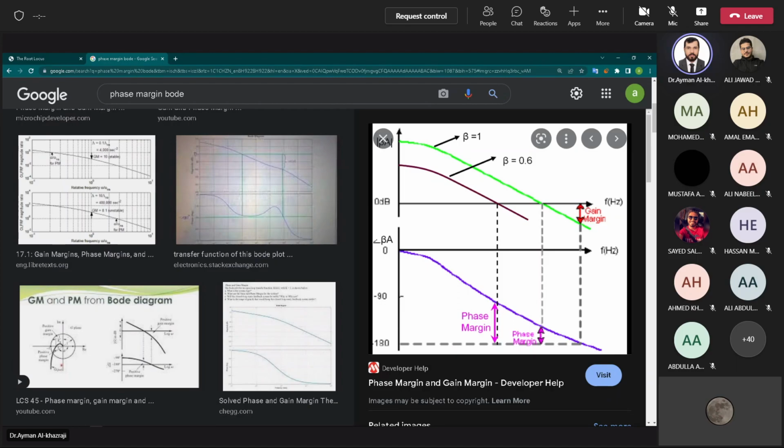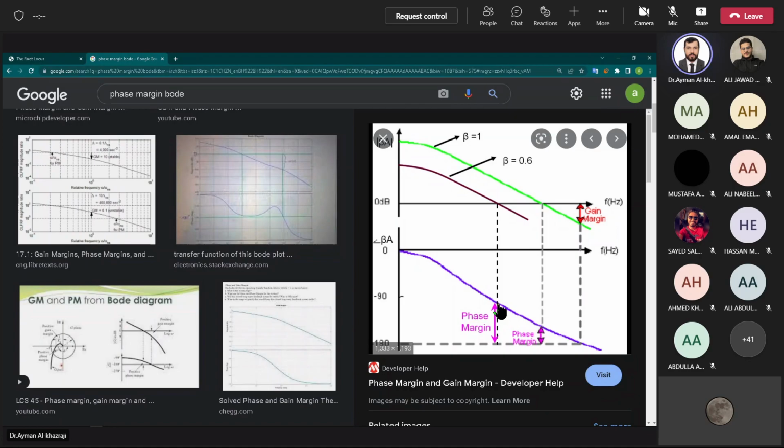Students, what is the definition of phase margin? When gain equals 0, it is the extra negative phase that I can push before my system reaches minus 180. Right or not? Right, Doctor. Correct. Good.